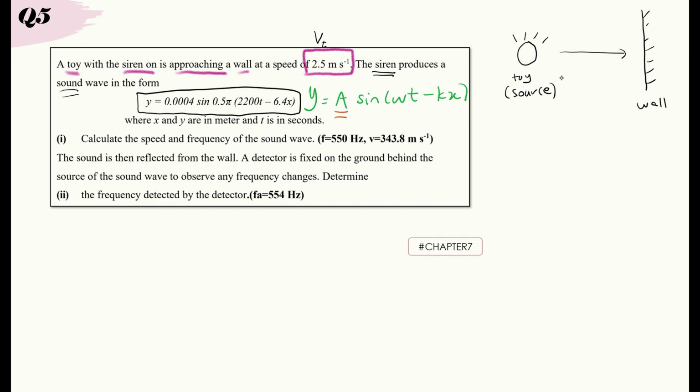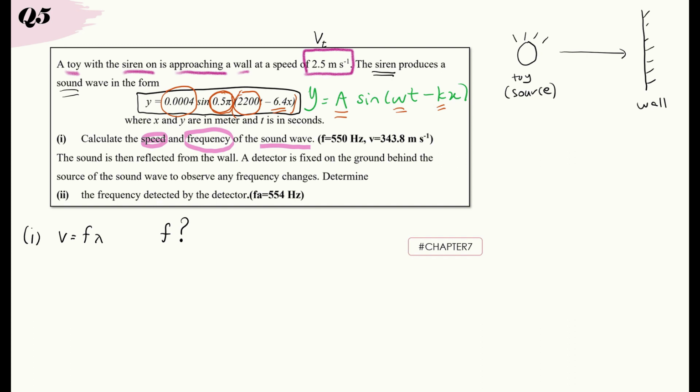So our value of a is equal to this value. Our value of omega is basically this value multiplied with this value, because we have the bracket here. And our value of k is this value, 0.5 pi times 6.4. Now we can answer the first question. We need to calculate the speed and the frequency of the sound wave. The equation for the speed is v equal to f lambda, but we don't have the frequency, meaning that we need to find the frequency first.